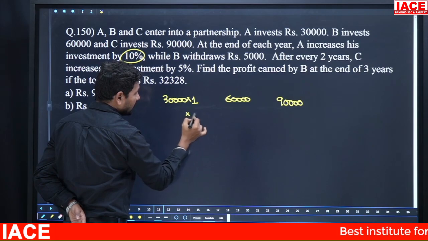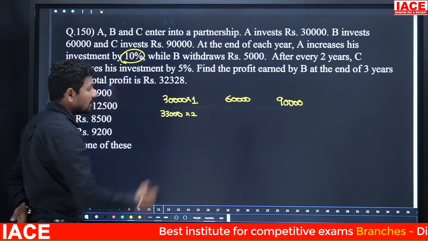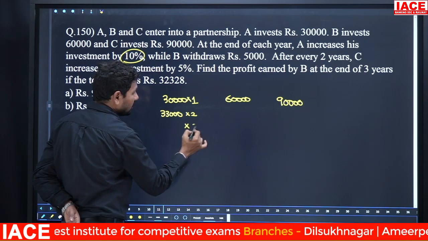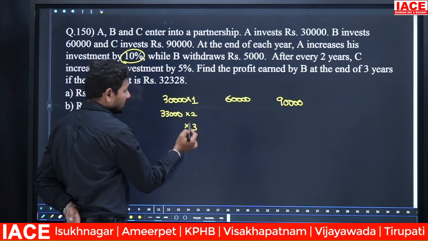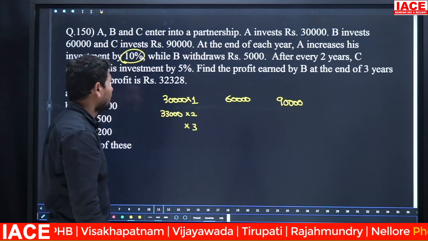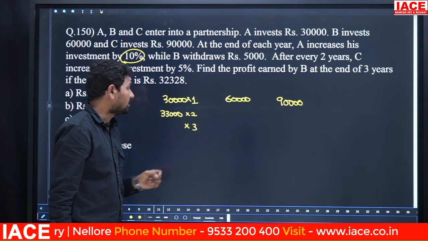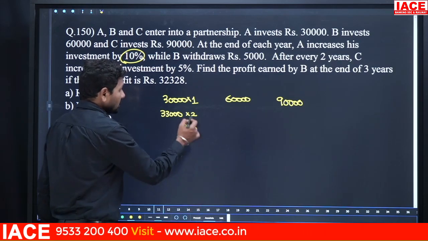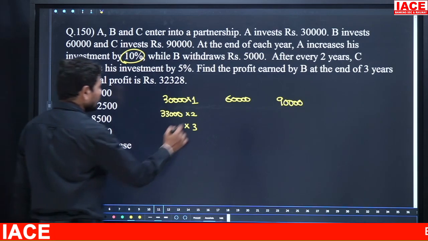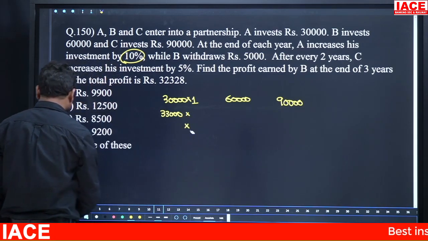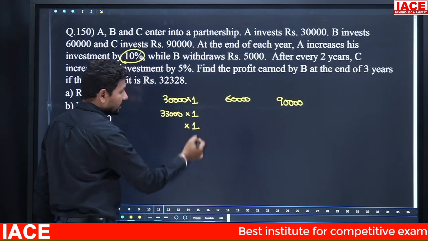Coming to the second year, his investment became 33,000, since 10% is incremented. Coming to the third year: the first year investment is 30,000, the second year investment is 33,000, and the third year investment becomes what? Each of these is for 1 year. Overall, how many years? 3 years.